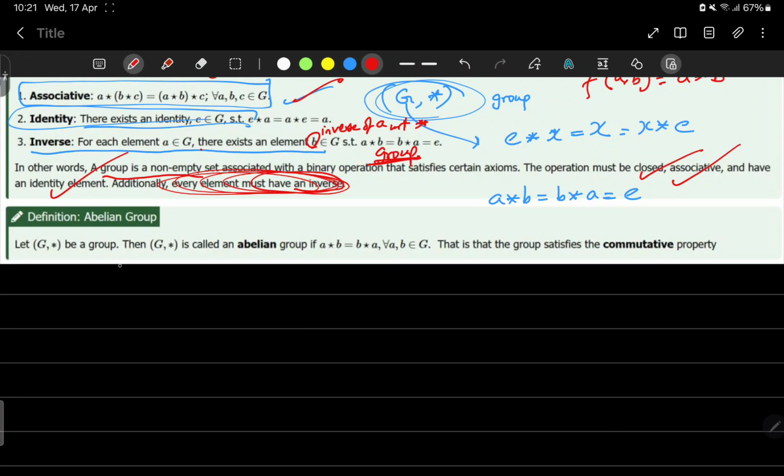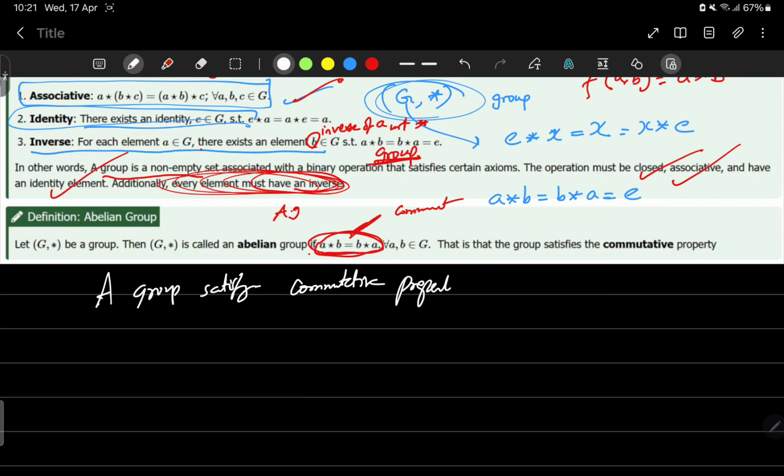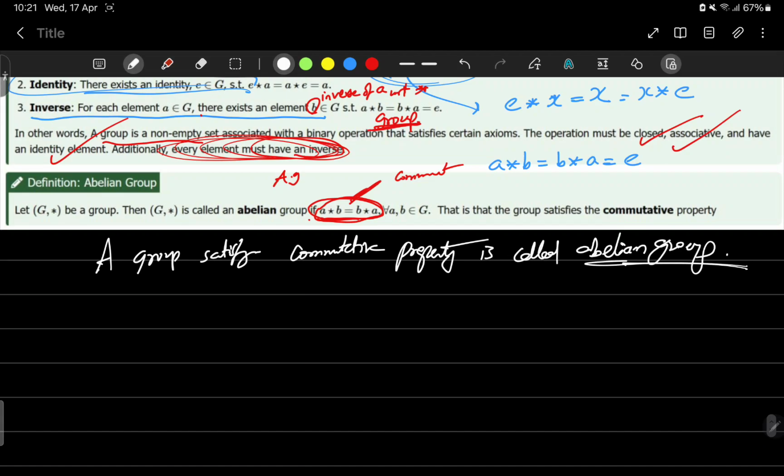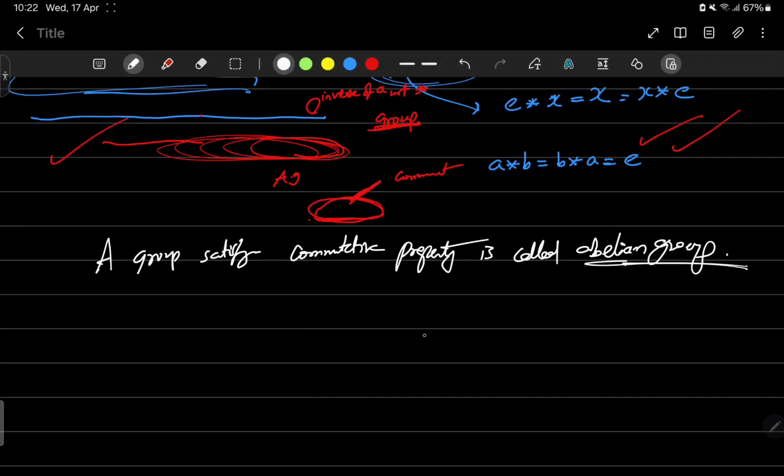See, abelian group. Let G comma star be a group. Then we call G comma star an abelian group if this condition holds: a star b equals b star a. By seeing this you will remember it looks like a into b equals b into a, which is nothing but the commutative property. Basically a group which satisfies the commutative property is called an abelian group. This is what you have to remember.